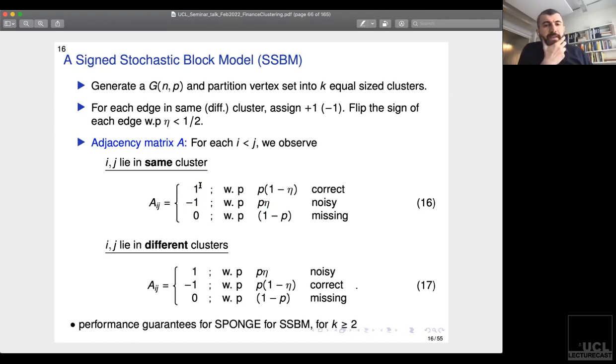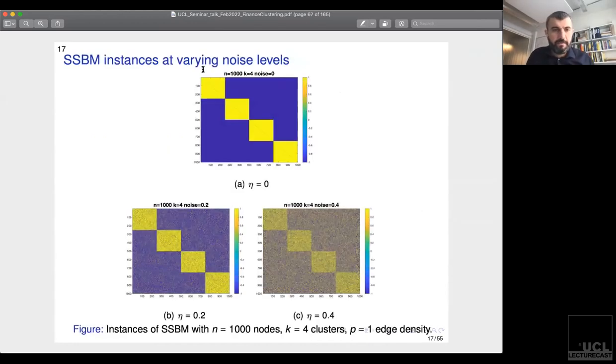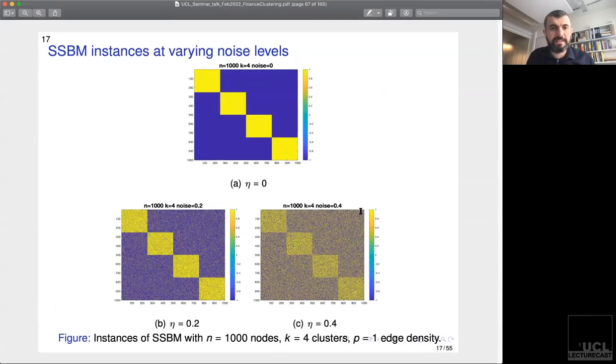And under this SBM model, we could give performance guarantees for the SPONGE algorithm when k equals 2 and later extend it to higher k. So in practice, if you were to simulate matrices from this stochastic block model, they would look something like this, right? So if eta is 0, if you don't have any noise in the problem, then on the block diagonal, you only have +1s. Outside, you have -1s, and you don't have any edge missing whatsoever, right?